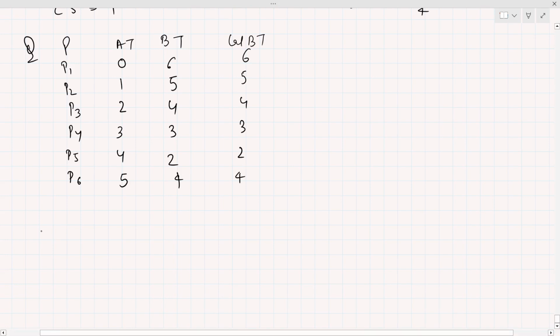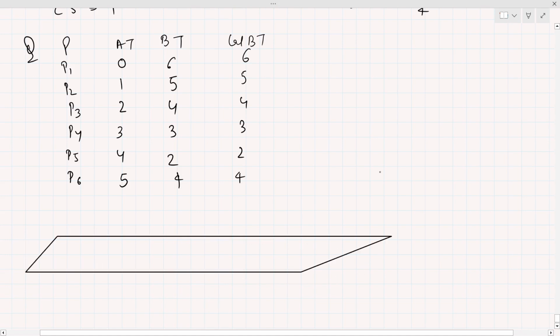Okay. So now what you have to do is first of all make a Gantt chart. So the Gantt chart is, this is the Gantt chart.